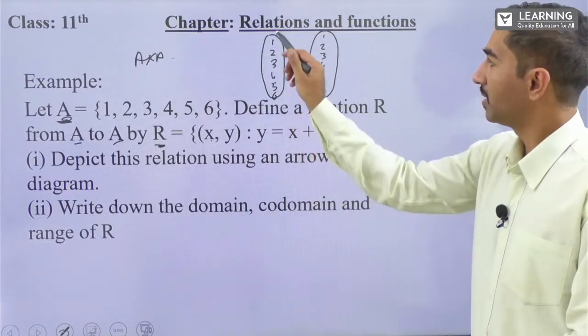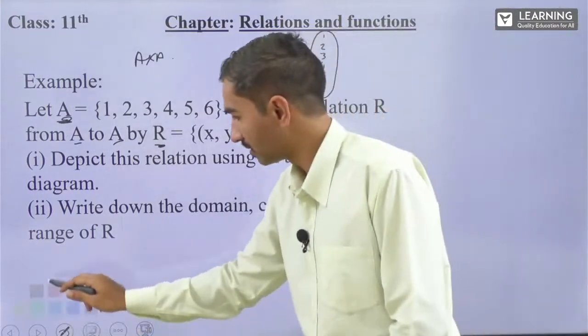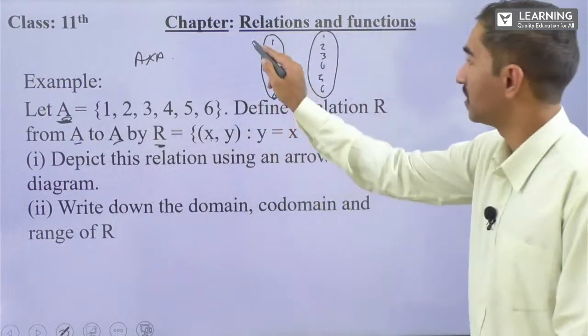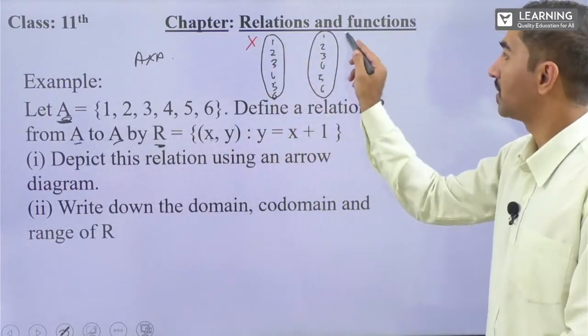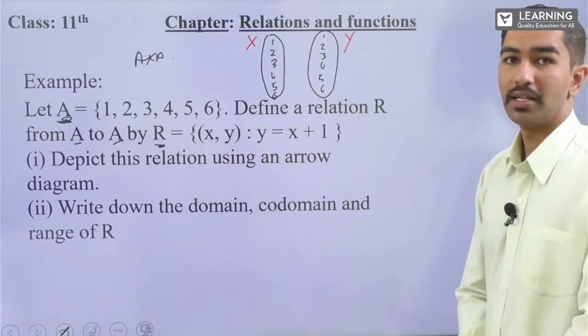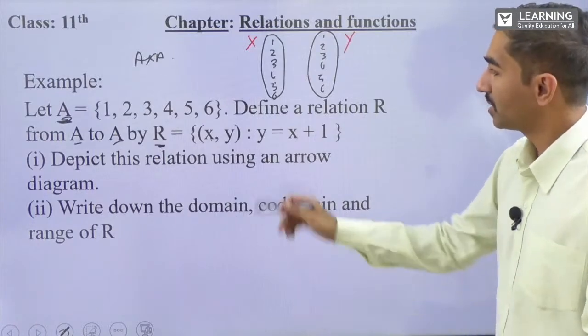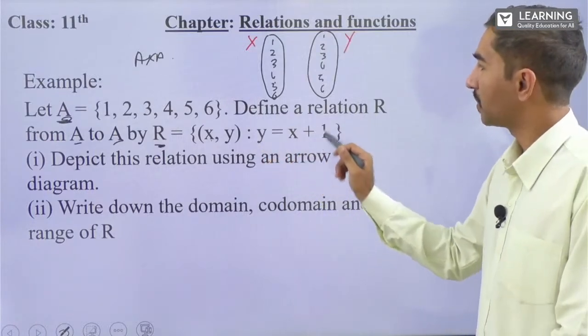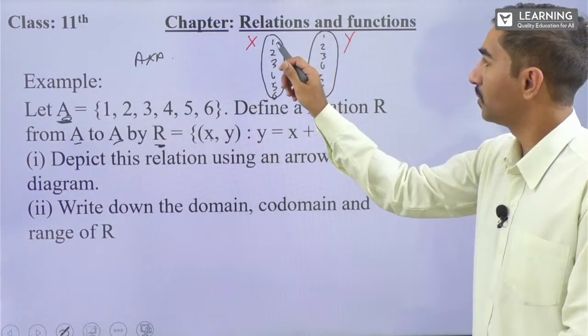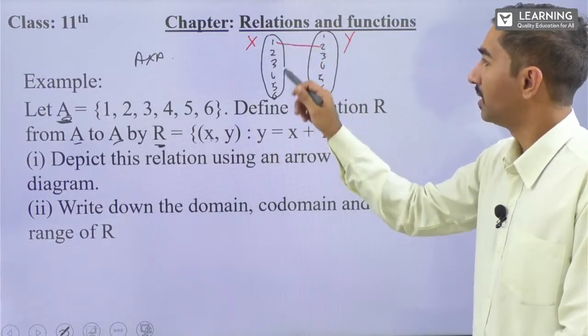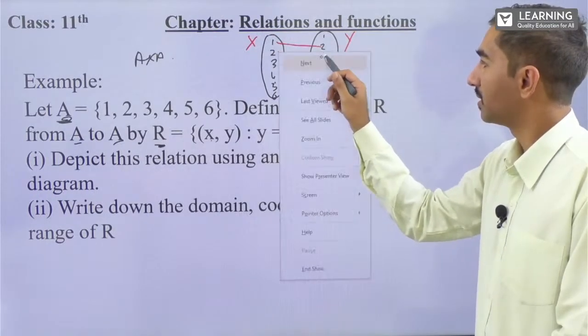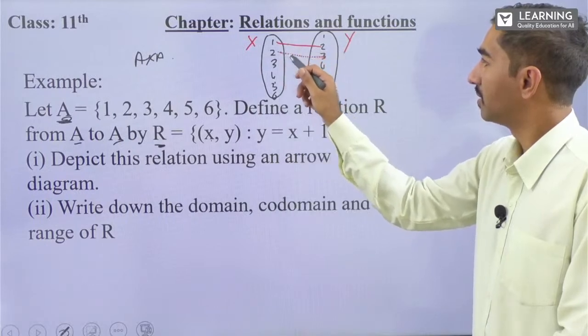So what are these values, students? We'll change the color here. Okay. So what are these values? These values are x. And what are these values? These values are y. Okay. So such that y is equal to x plus 1. So if x is equal to 1, what is y? 2. If x is equal to 2, what is y? 3. X is 3.